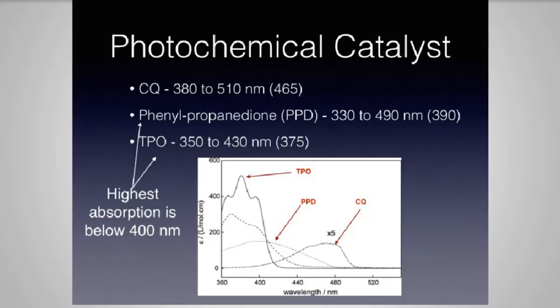The highest absorption rate for both the PPD and the TPO is about 400 nanometers as compared to the CQ, which is 465. So this becomes very interesting, especially depending on the light that you will use in the curing of your composites. And we'll talk a little bit about the unique aspects there and why we need to look at this closely.